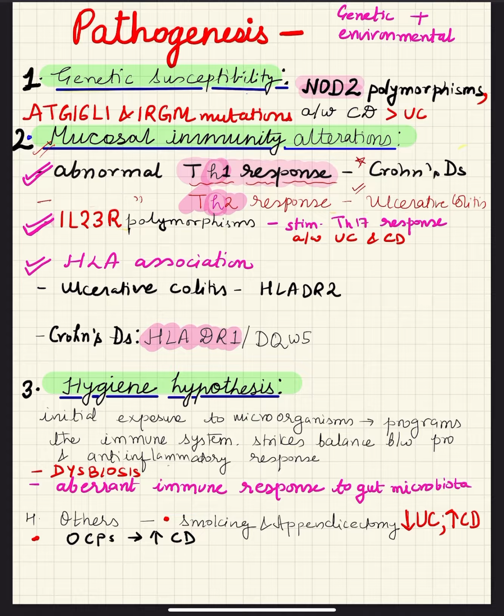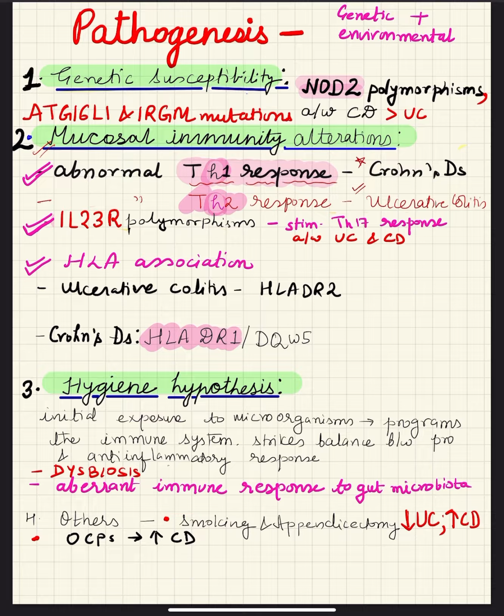Similarly, there is another mutation in the two genes ATG16L1 and IRGM. These two genes are important for autophagy. Now autophagy deals with the autophagosome formation, and autophagy is an important mechanism in the body's homeostasis. It is used to clear the damaged organelles and also to remove the intracellular pathogens.